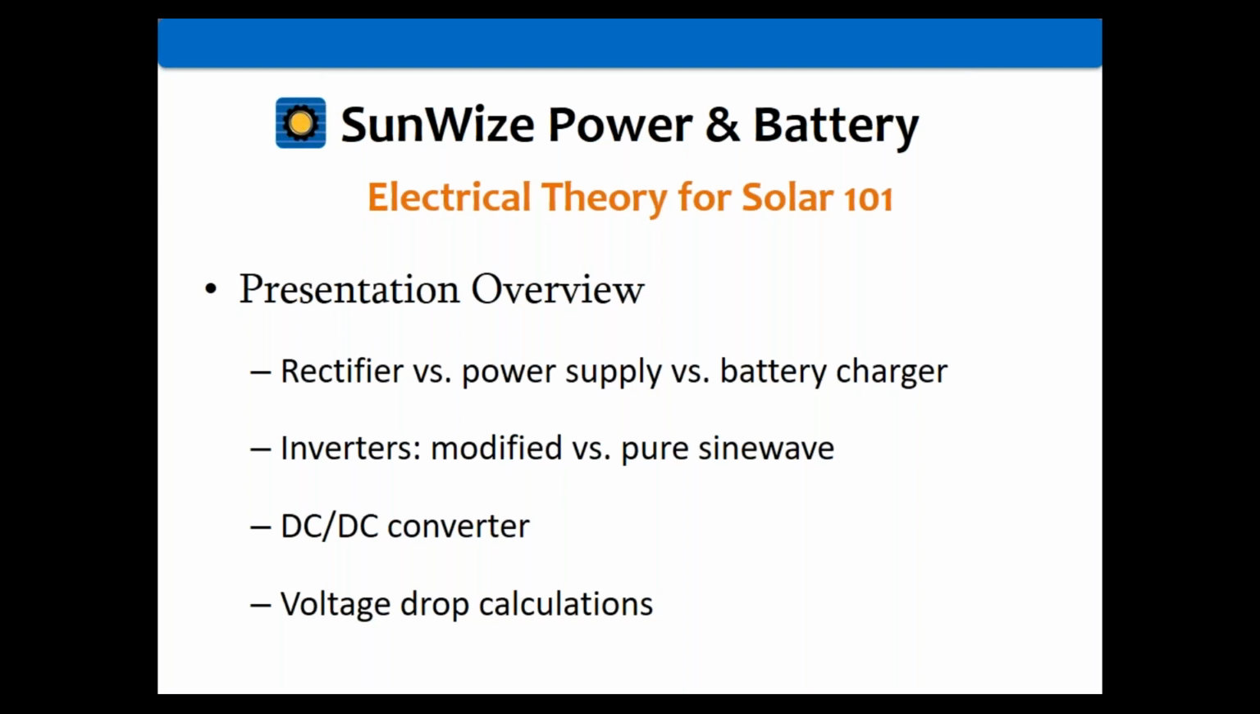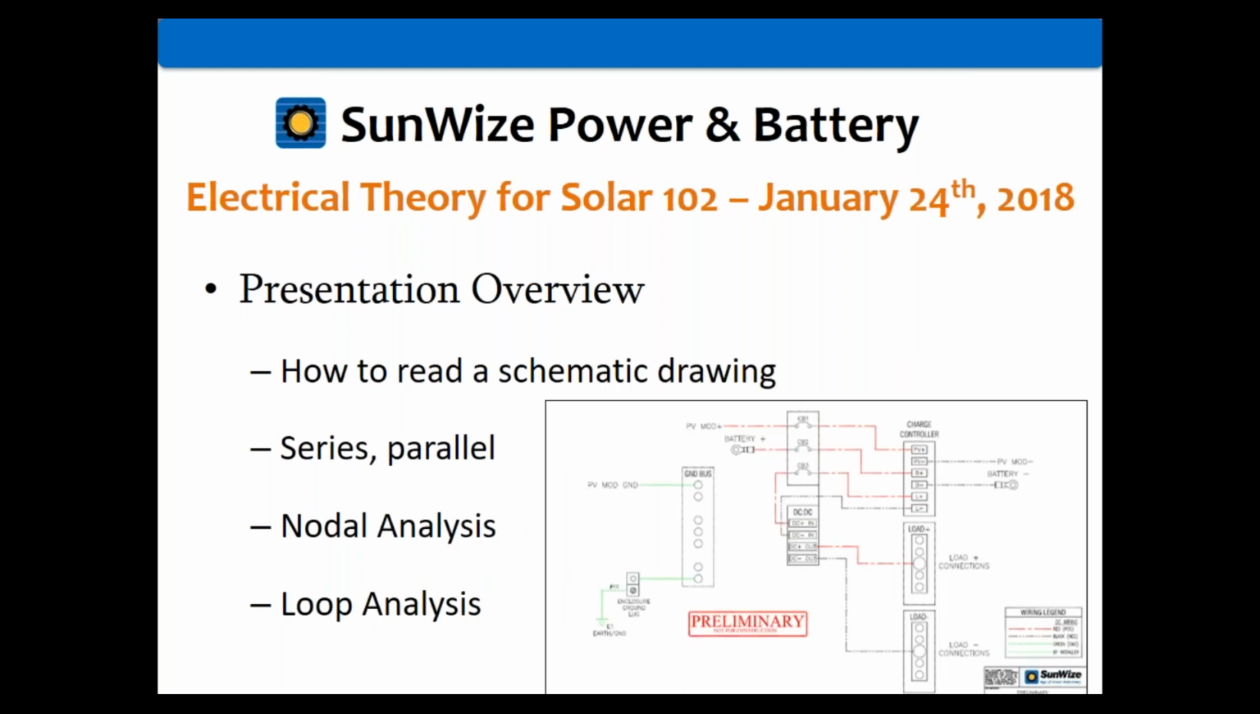Inverters, we're going to talk about just some basic differences between a modified and a pure sine wave, but not going to get into that in too much detail, just some about that. And then DC converters, and then actually the voltage drop calculations, we're actually going to save that I think, for the Solar 102 webinar, which right now we have tentatively scheduled for January 24th. So again, that's going to go into that one because I think we're going to run out of time.